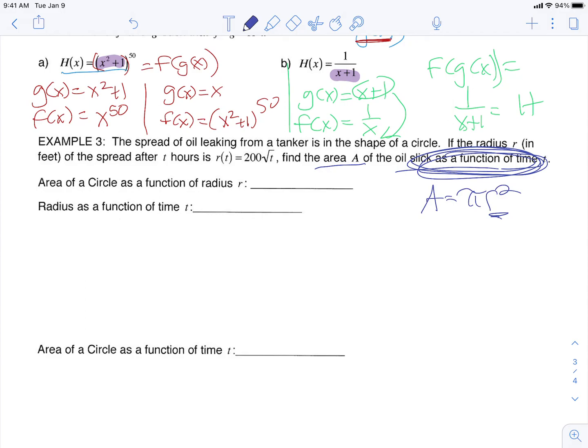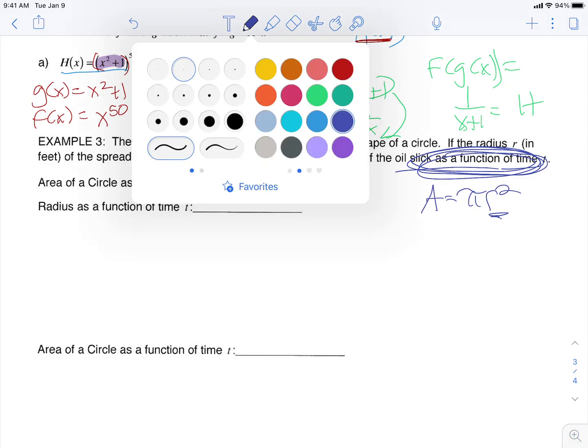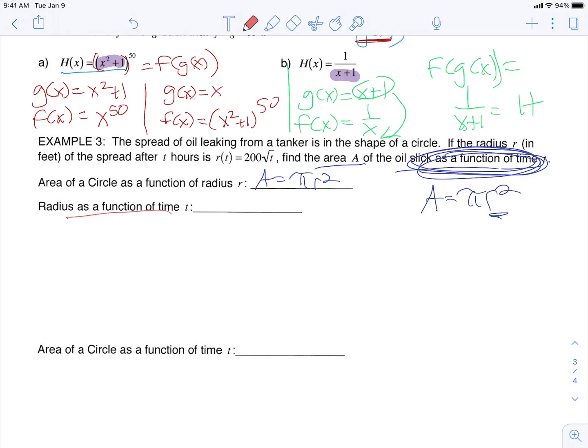So first of all, area of a circle is a function of radius r. Well, that's our normal formula. Area equals pi r squared. And then radius is a function of time t. Well, they gave us that right here. They said radius is equal to 200 root t. So 200 root t, that's what that means. Radius is a function of time. We're expressing radius in terms of t.